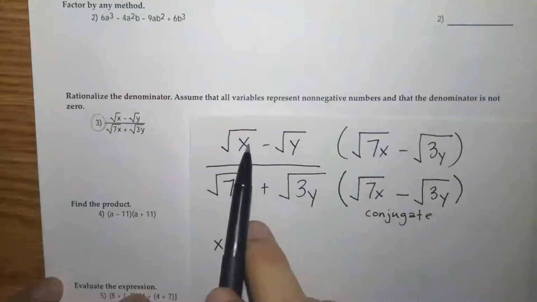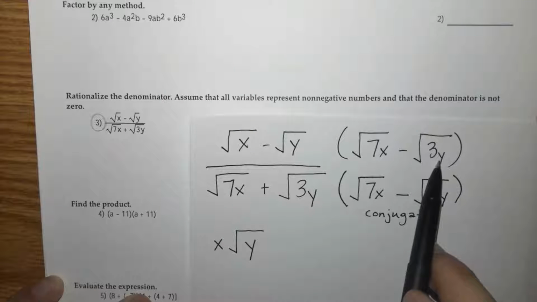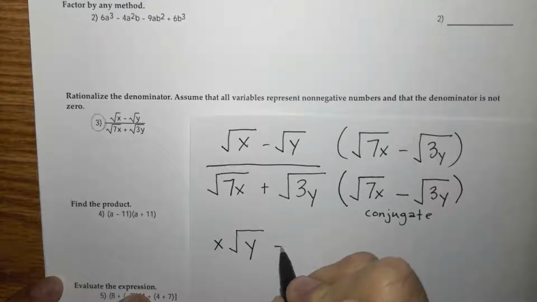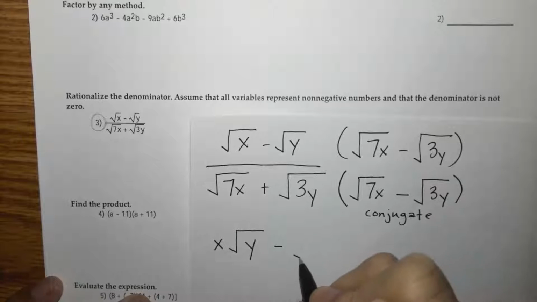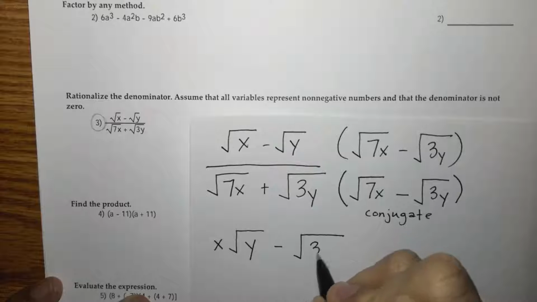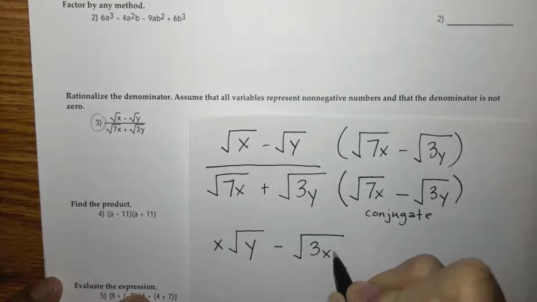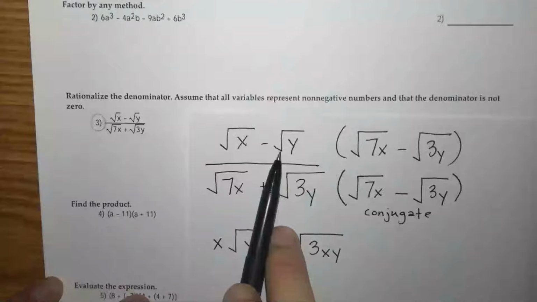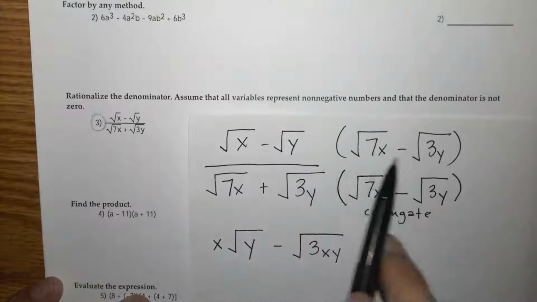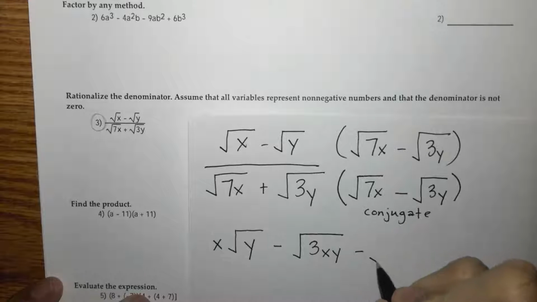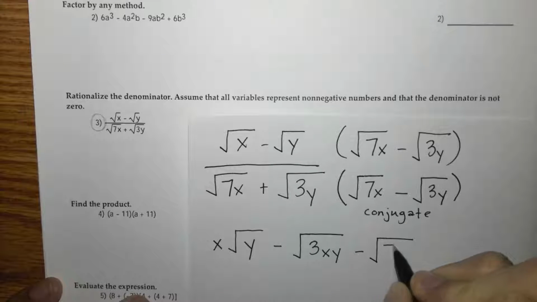Okay. Now we're going to do the square root of x times the negative square root of 3y, which is going to give us a negative. But this is all just going to be under this radical, so I'm just going to write it as the negative square root of 3xy. Well, that all just gets put together. Now we're going to multiply the negative square root of y times the square root of 7x, which gives me a negative square root of 7xy.